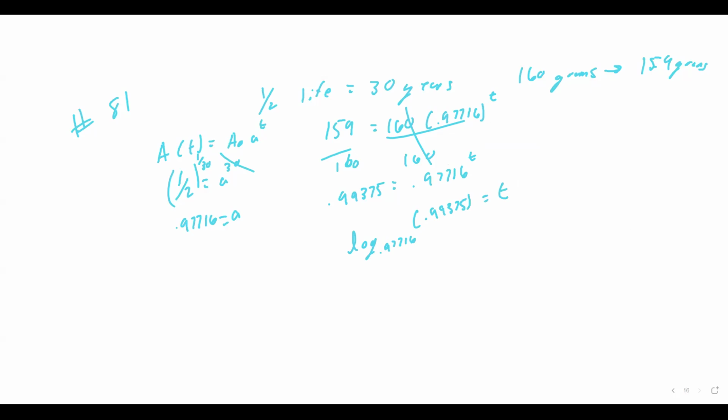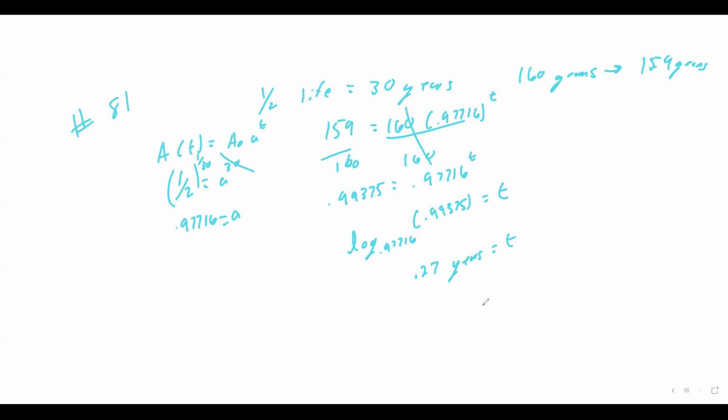30 years to do that? I'm thinking maybe a year. Let's see. So this will be log base 0.97716 of 0.99375. Oh, not even quite. So this would actually, to go down 1 gram, take 0.27 years to go down 1 gram.